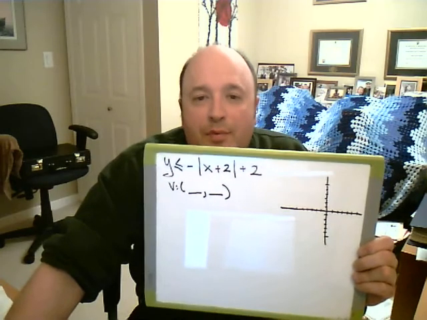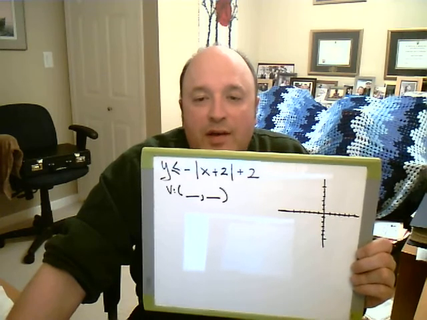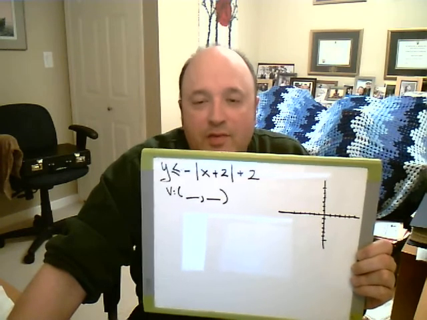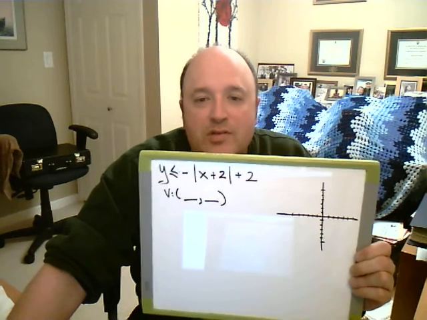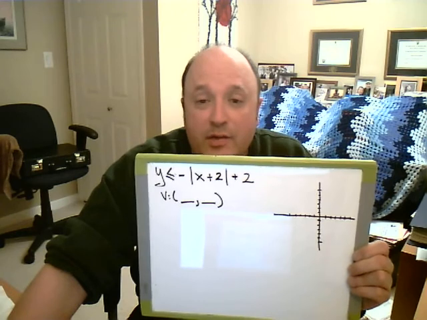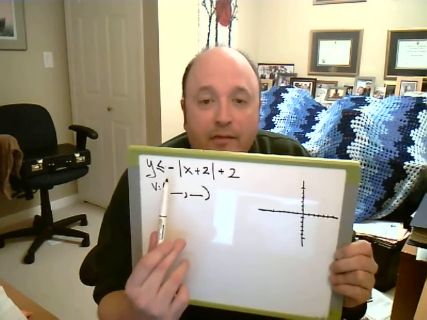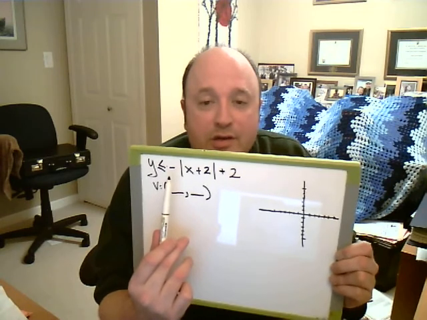Here's another example. Y is less than or equal to negative absolute value of x plus 2, plus 2. We have to start off by remembering the shape. It's a V graph. Which direction is it going? Down. Why is it going down? You get a negative sign right there. Negative means it goes in the downward direction.